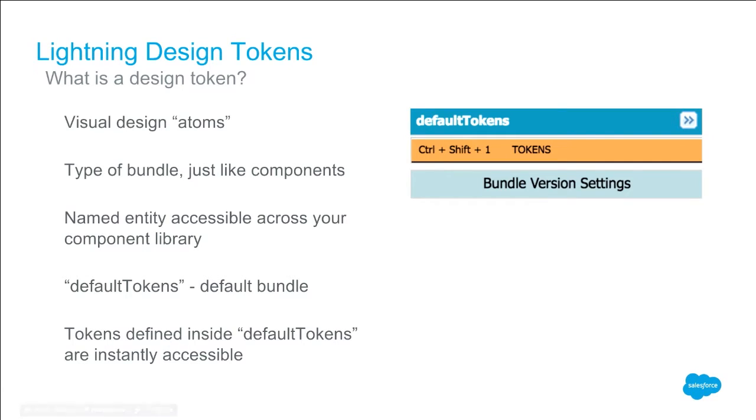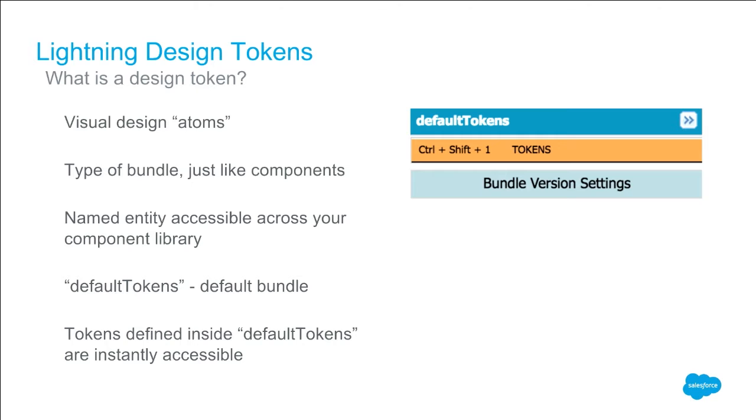Tokens are, at their simplest, just a named entity that's accessible from across your component library. They're visual design atoms. All that means is name-value pair. That's what it boils down to at its most simplest. That's all a Lightning Design Token is. Fortunately, they're a type of bundle, just like components. And that's important because it means they can be deployed by themselves.